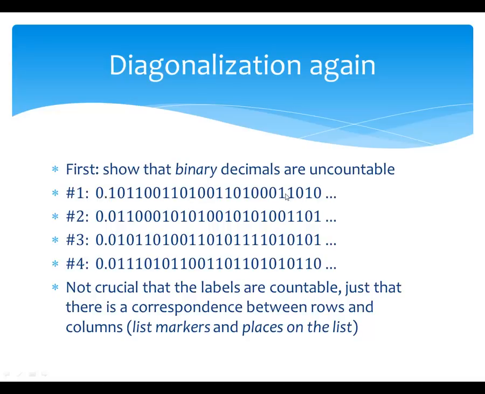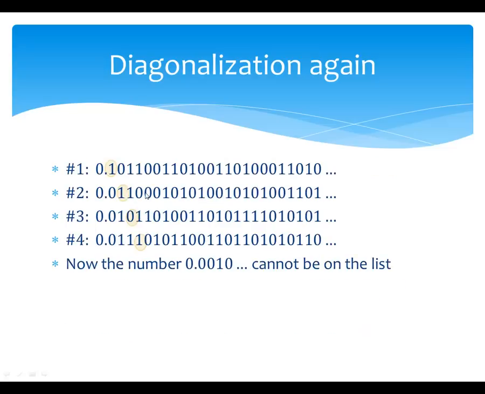So we can think of this as a single number, or we can think of it as a list of zeros and ones. It's equivalent. And the key thing is that there's this correspondence. That's what allows us to make the diagonalization. Because what we do is, in binary decimal number 1, we highlight the first place. And in list number 2, we highlight the second place. In list number 3, we highlight the third place, etc.